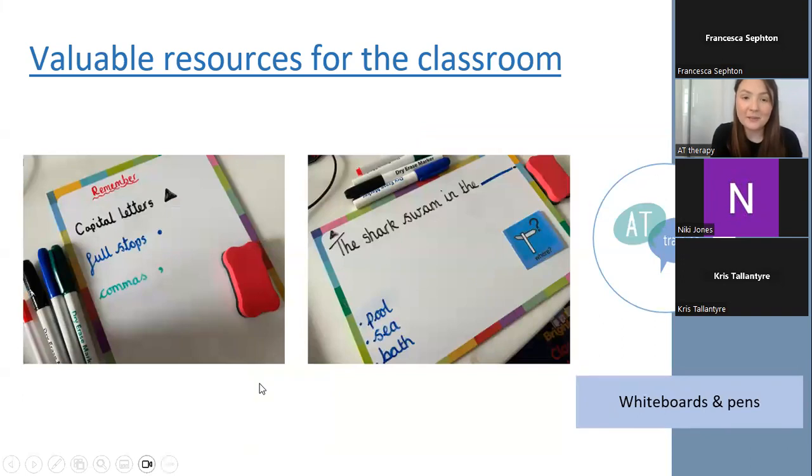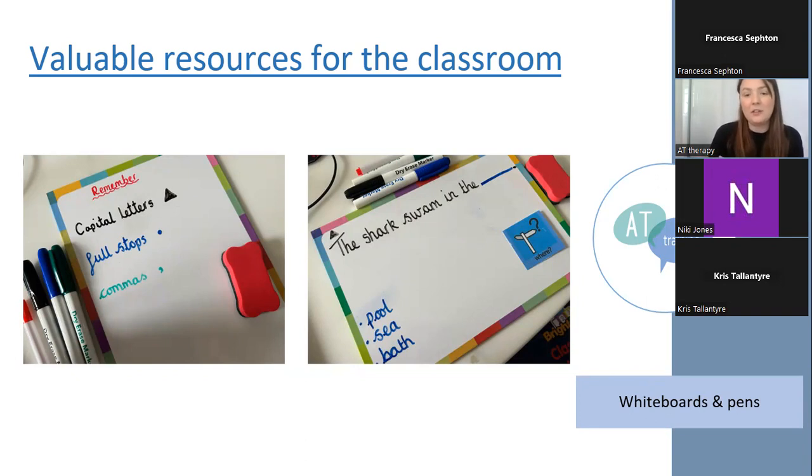So moving on, again, this is my famous whiteboard and pen. It can be used in many, many ways. I like to colour code most things when I'm working with individuals, because that helps with their decoding and their retention of information. They think, oh, the black colour, that's a capital letter, full stop's blue, the turquoise is commas. So that's a really good way, the colour coding.